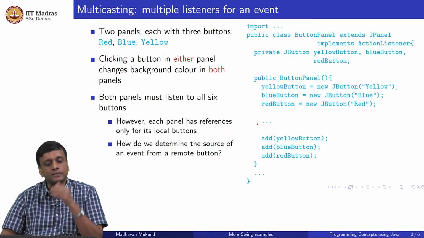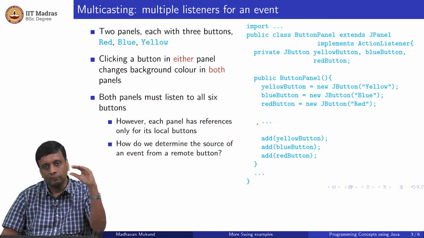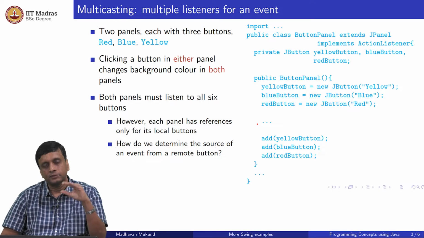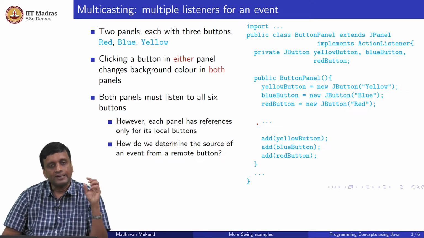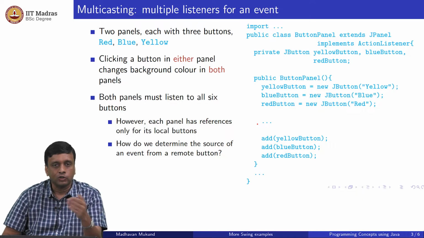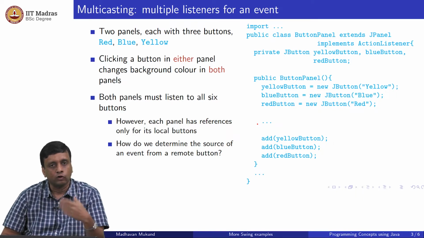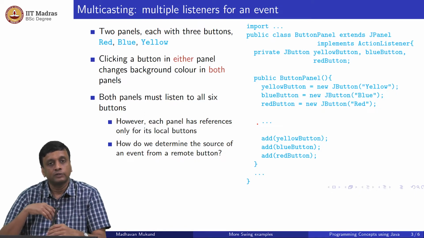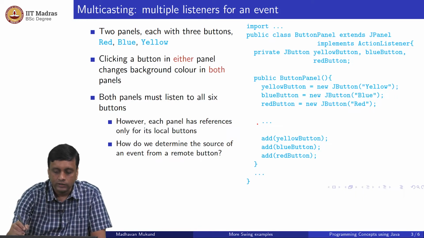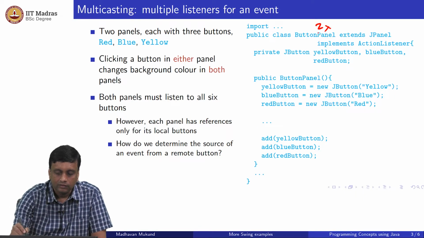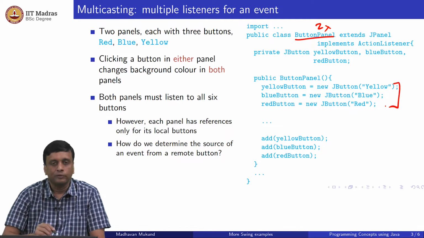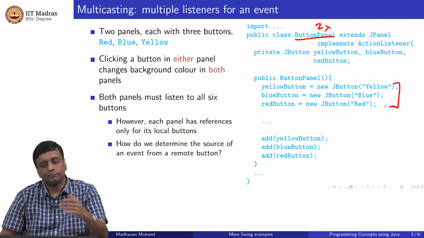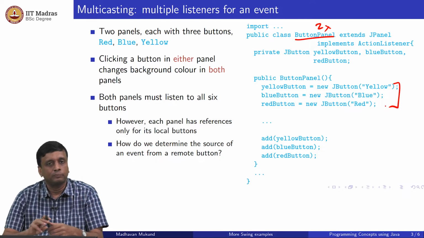So now both panels must listen to all 6 buttons. There are 3 buttons on one panel, there are 3 buttons on another panel, and all buttons must be listened to by both panels. But each panel only knows about its own buttons. So we can't use this get source to refer to buttons which are from the other panel because we don't know their identity. The objects in the other panel are not known to this panel. So how do we determine the source of an event from a button which is on the other panel? Remember, there are 2 such panels, and each has one copy of the buttons. You don't have the identity, they are private to the other panel, you don't have the copies of the other things available to you.